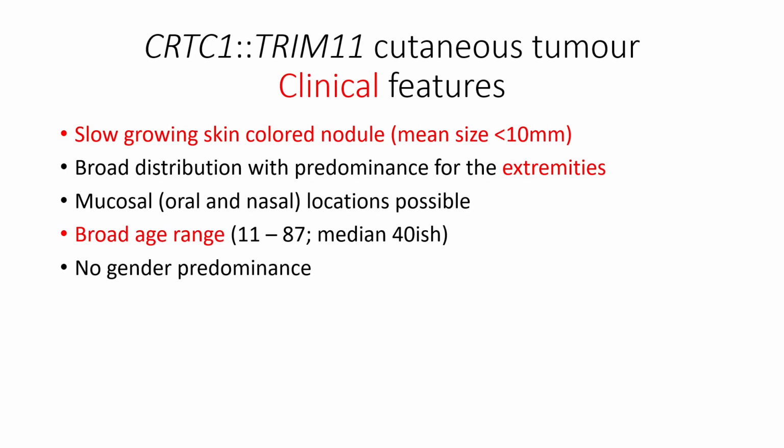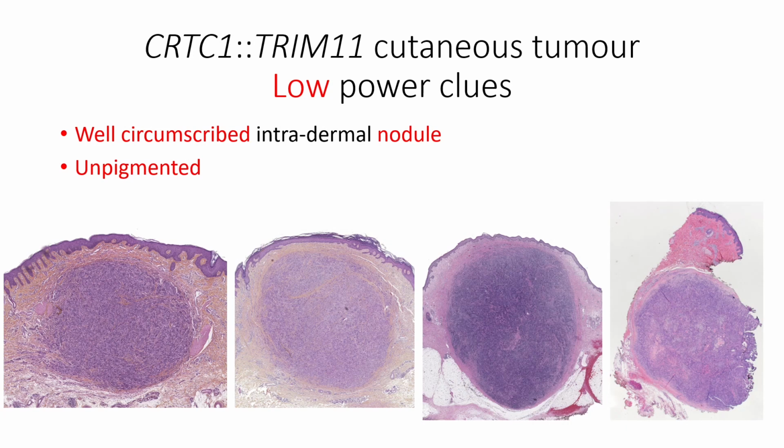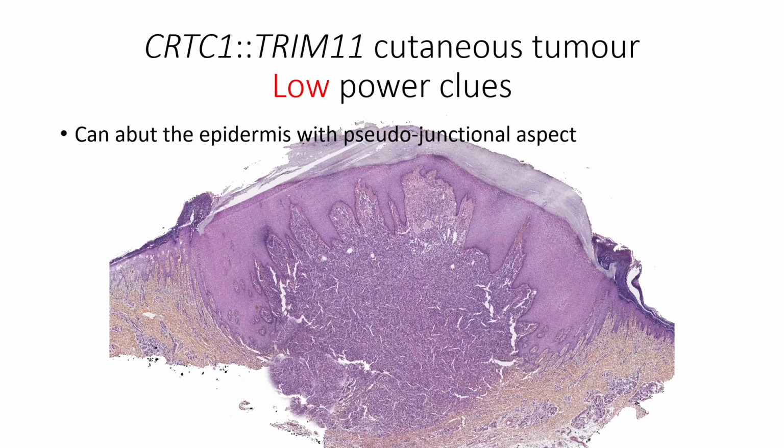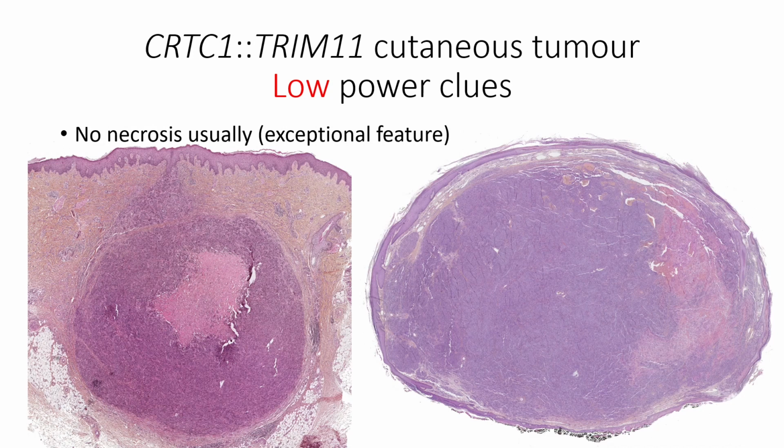Let's move to the low power cues. As you can see in these four examples, it's usually an intradermal nodule that is well circumscribed, but there is no fibrous capsule around it. It usually is unpigmented. Some cases can be closer to the epidermis and have like a pseudojunction and hyperplasia at the epidermis. The presence of intratumoral necrosis is usually rare. Here are two examples with such a feature.